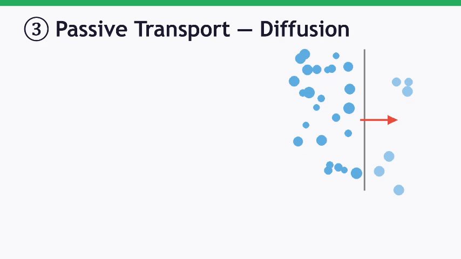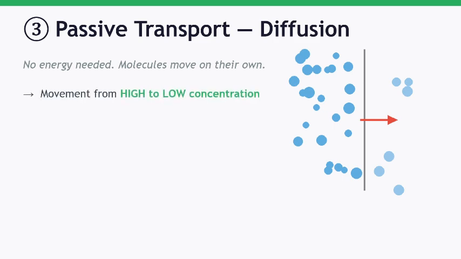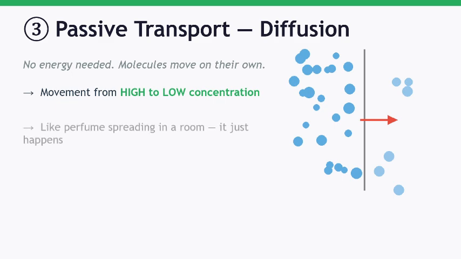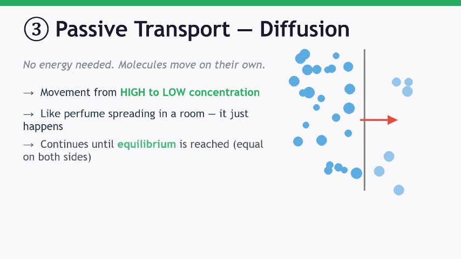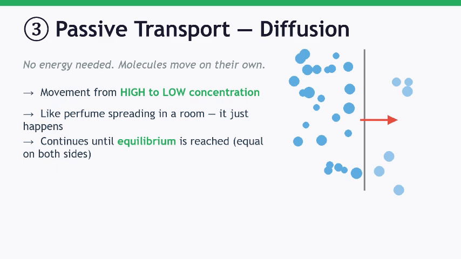Now let's talk about how things actually move through the membrane. The first type is called diffusion and it is the simplest. No energy needed, molecules just move on their own from an area of high concentration to low concentration. Think about when you spray perfume in one corner of a room. You do not push the scent across the room, it just spreads out naturally until it is evenly distributed. That is diffusion.